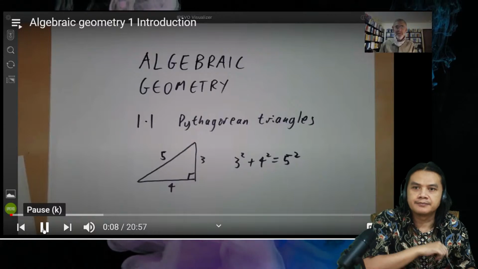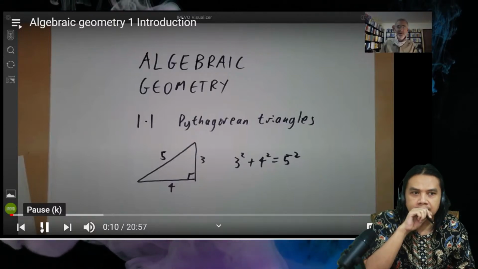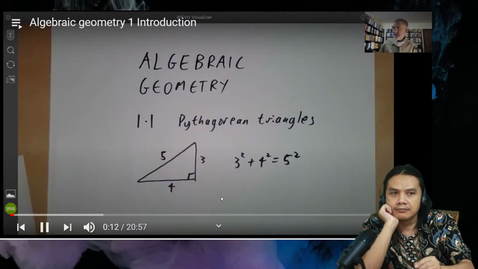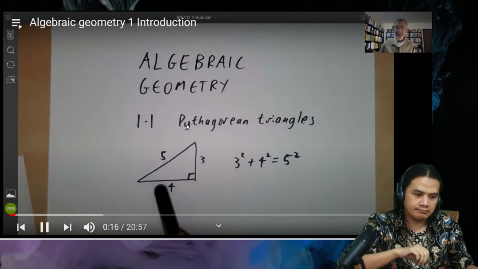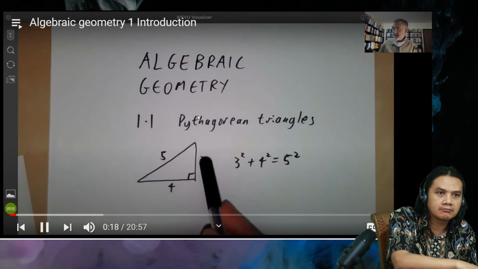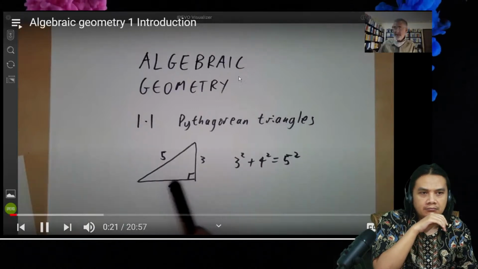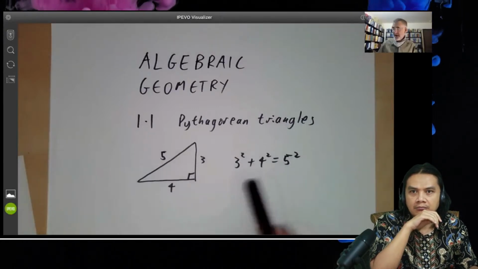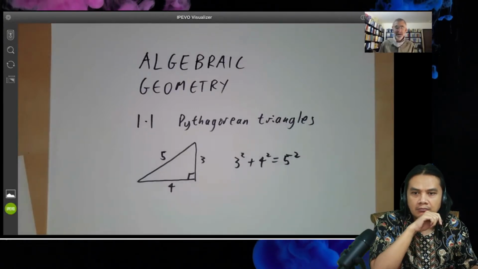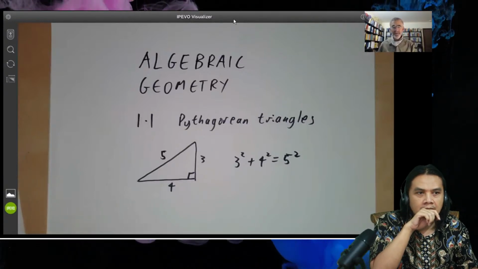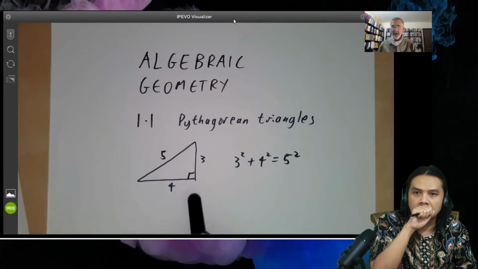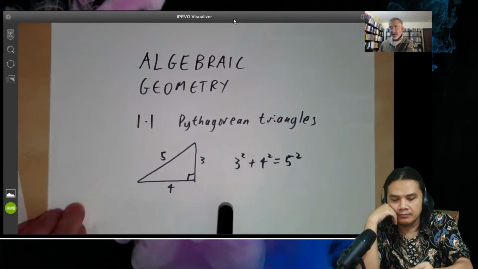The first example is the problem of Pythagorean triangles. As everybody knows, right-angled triangles satisfy Pythagoras' theorem, where the sum of the squares of the sides is the square of the hypotenuse. So we have the usual 3, 4, 5 triangle as the simplest example. So this leads to the following problem. How can we classify all Pythagorean triangles?